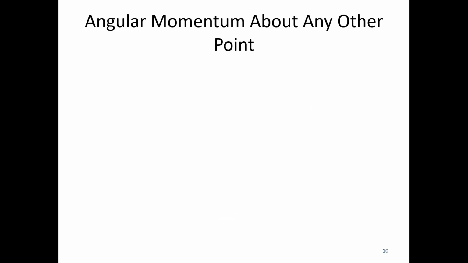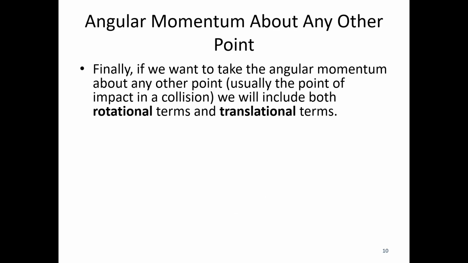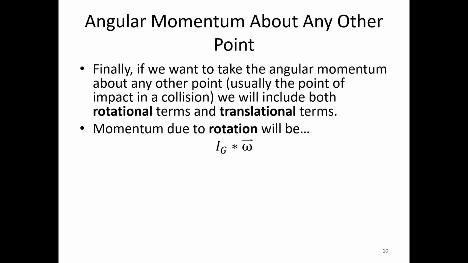Finally, we have angular momentum about any other point. So if we want to take the angular momentum about any other point, and again, usually this is going to be the impact and collision. That's the only real point we need other than the previously listed ones. We're going to include both rotational terms and translational terms in our angular momentum. So the momentum due to rotation is simply going to be the momentum about the center of mass, so I_G times omega. So that term should seem familiar from earlier.